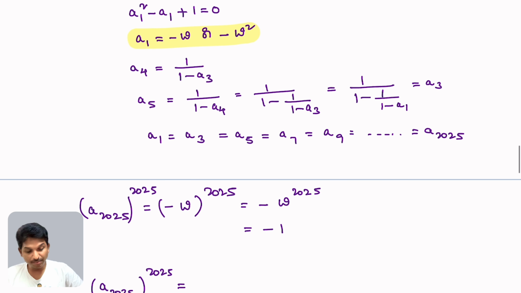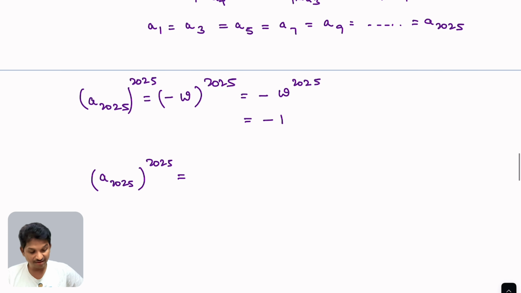A1 can be minus omega or minus omega square, right? Here A 2025 is minus omega square, minus omega square whole power 2025. As 2025 is an odd number, the minus remains the same. Minus omega power 2025 into 2. That is what? 4050, right? You observe this.